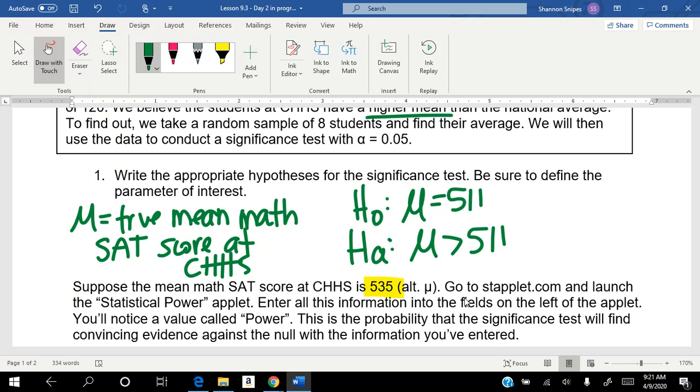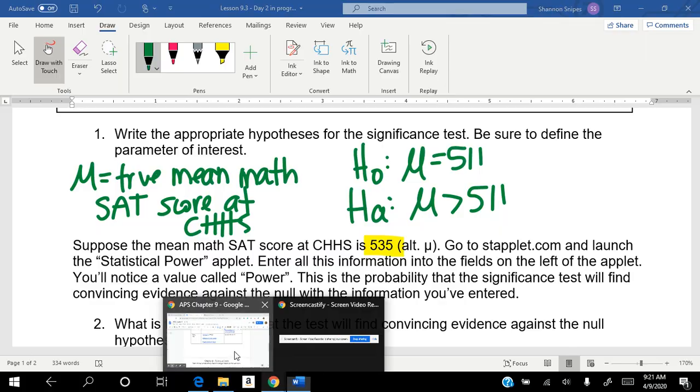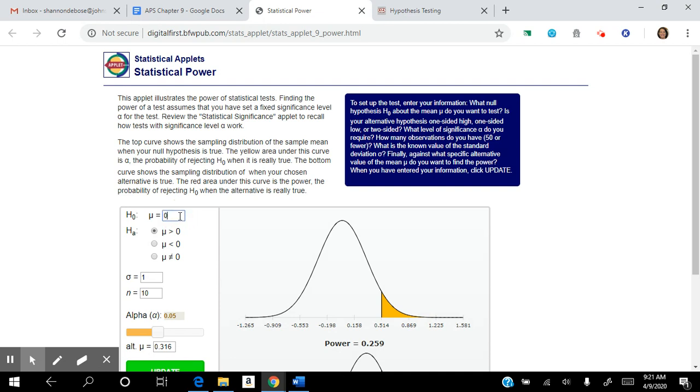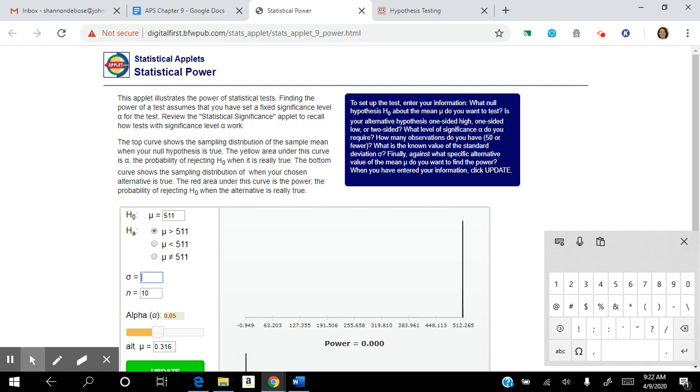So we're going to go to that app that I put in your guide, and look at the statistical power applet. We're going to enter everything in, and show you what we see. All right, so we're going to enter in the null, which was 511. We suspect that the alternative is going to be greater than 511. We are told in the reading that the standard deviation is 120.